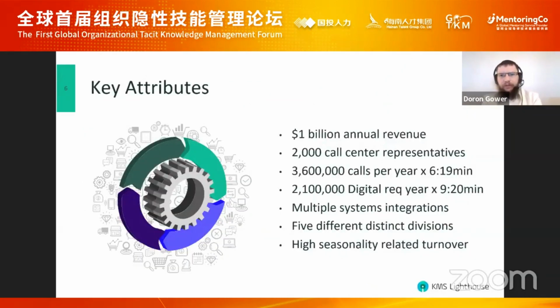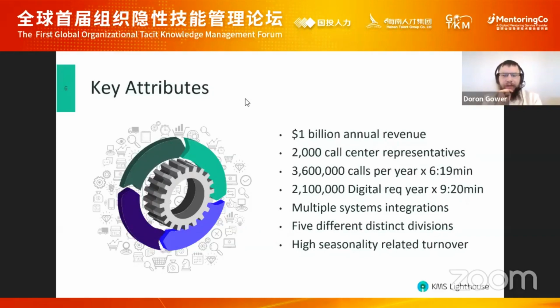So these are some of the key attributes that were taken into consideration. We're speaking about a reasonably sized organization, so $1 billion of revenue, where they had 2,000 call center representatives. And some of the key areas that we're going to come back to are these numbers here. So handling over 3.5 million calls per year. And the duration of a call is 6 minutes and 19 seconds.